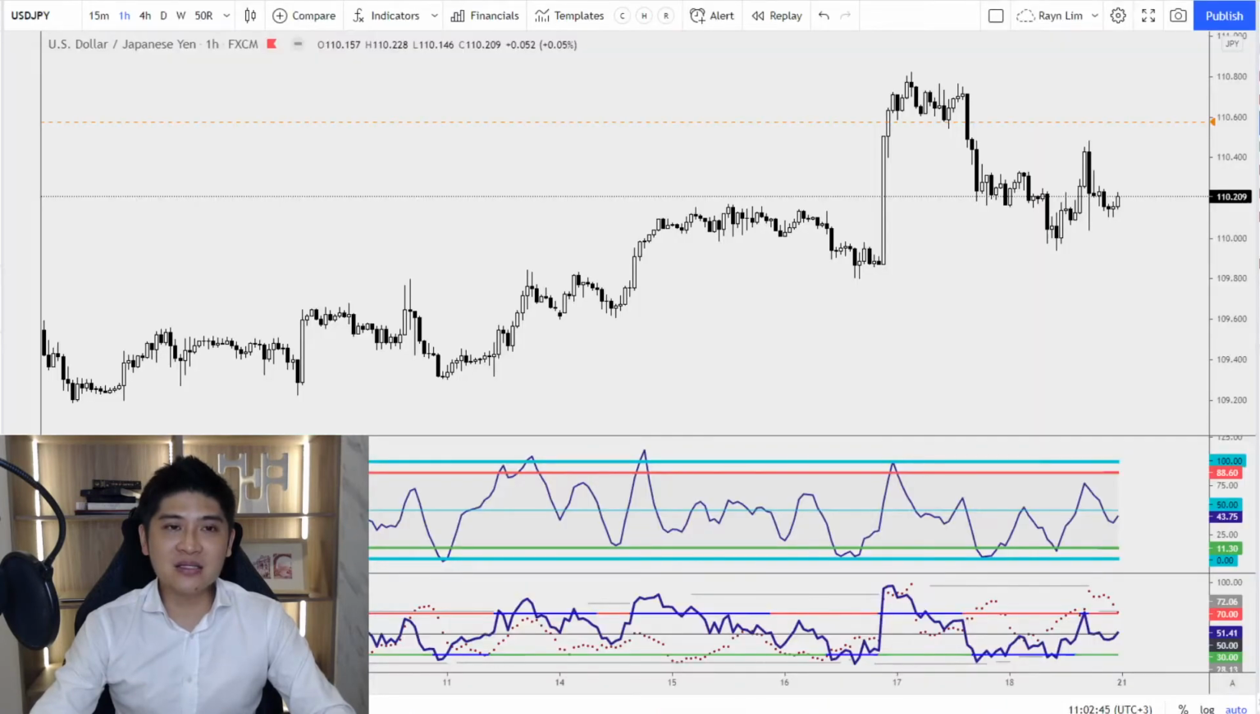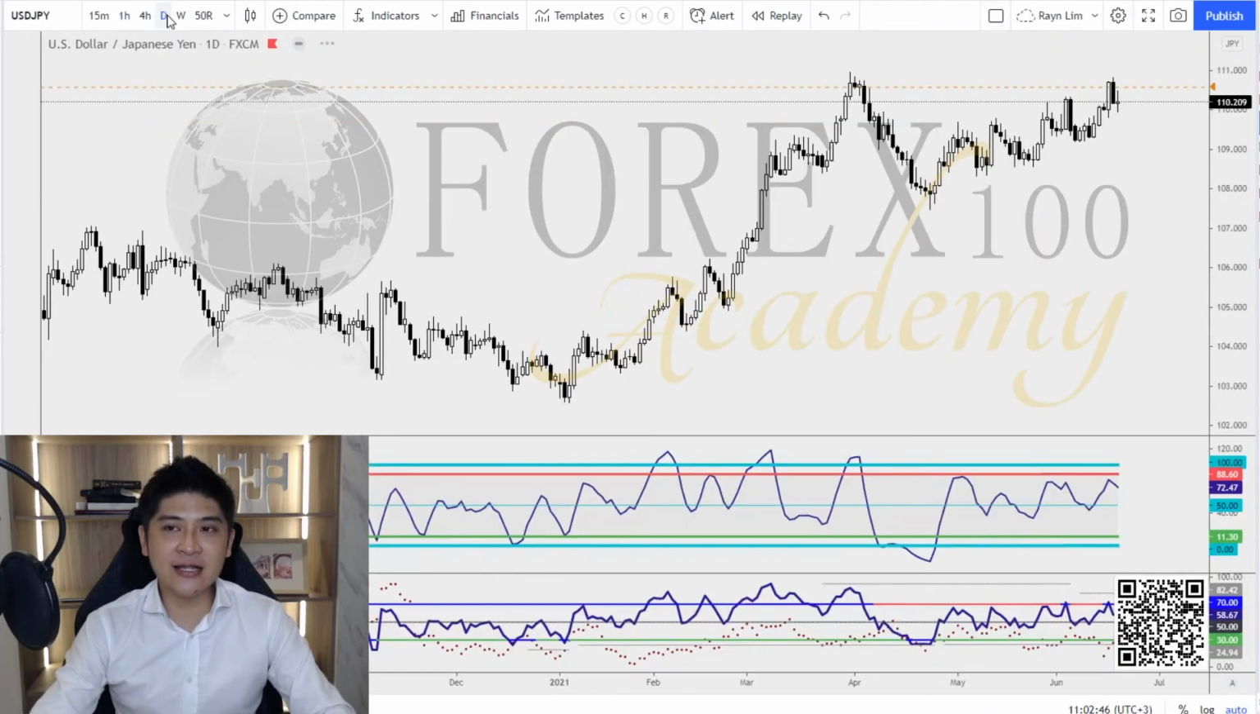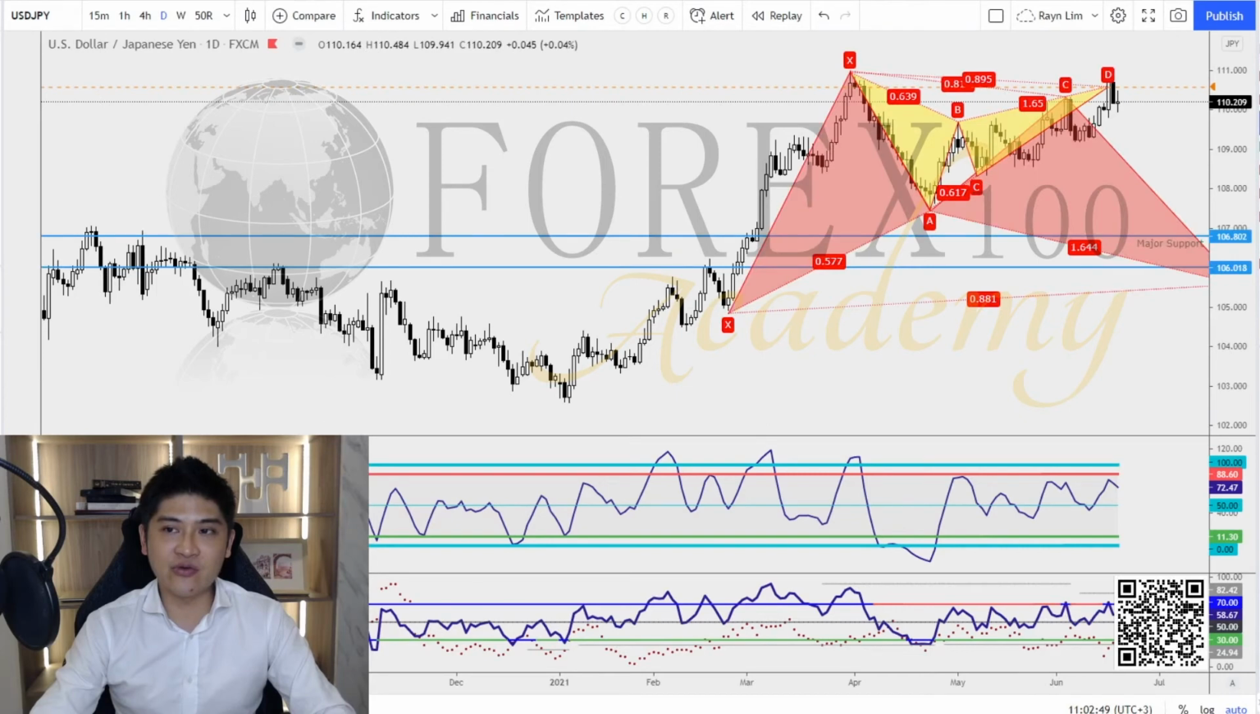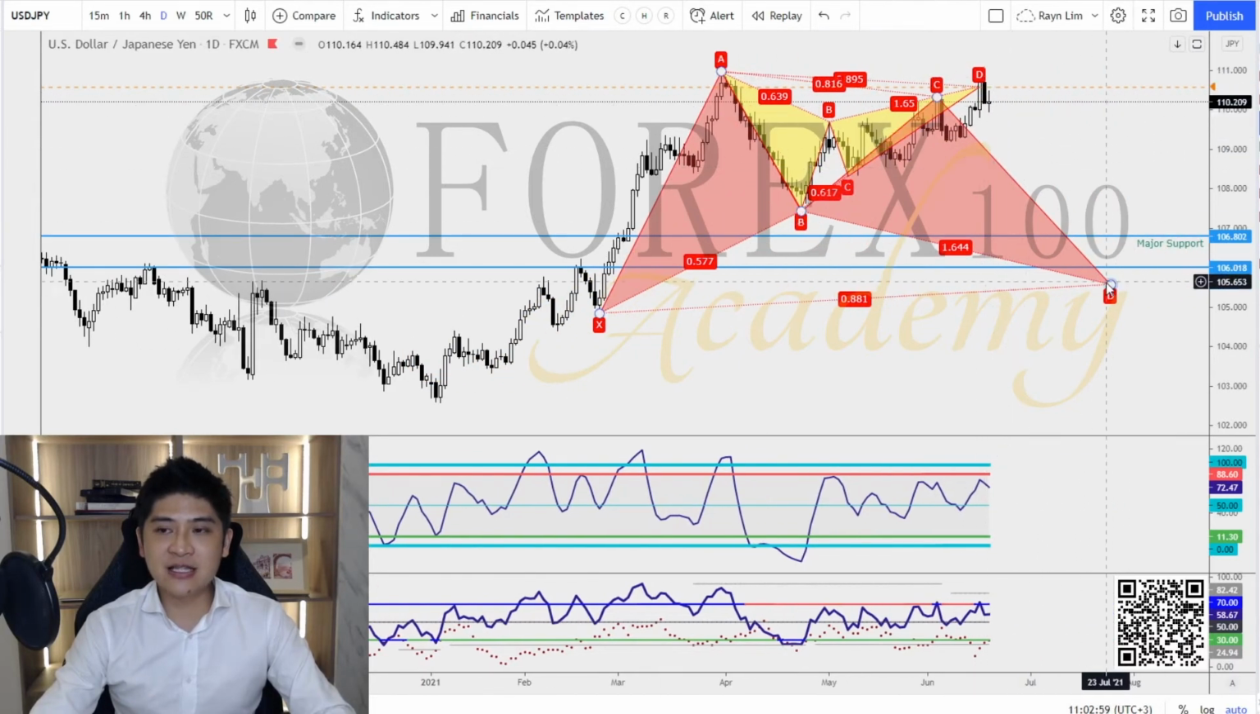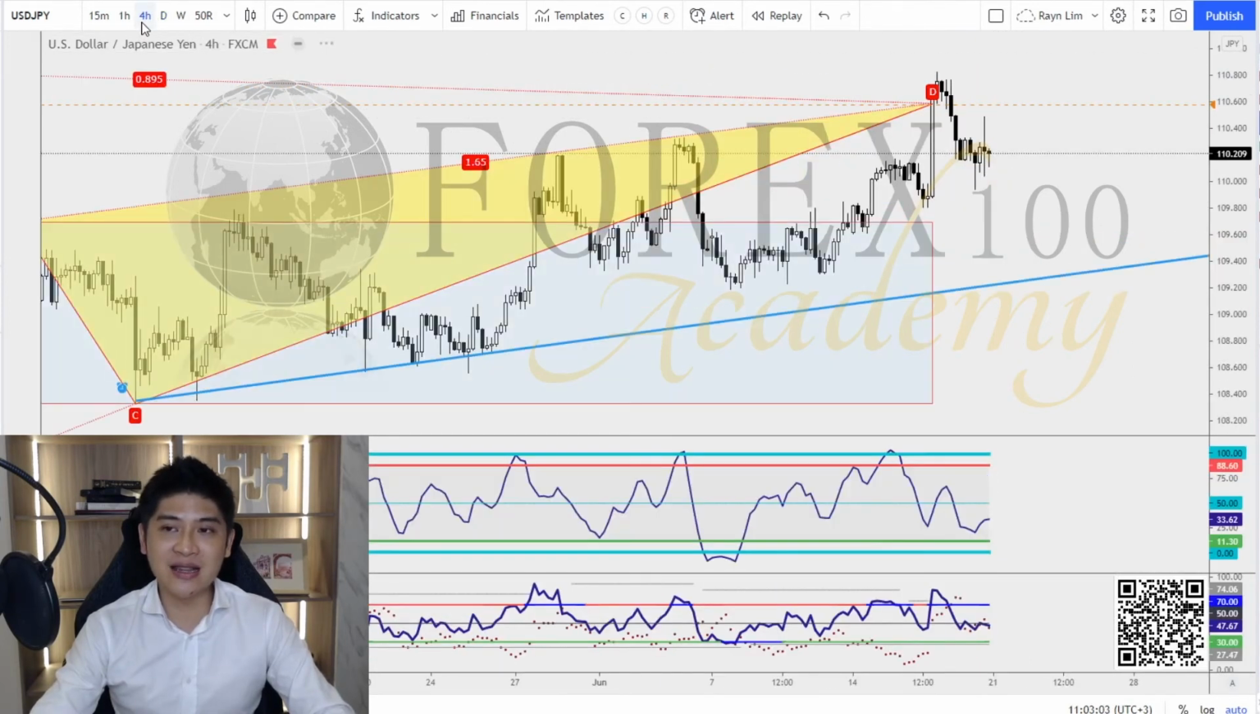All right, so back to our daily chart, and let me show you what I have over here. Daily chart, Gartley pattern completing at 110.52. A shorting opportunity has already completed. So yes, this bat pattern is still possible. Let's see how things go for the Gartley first.